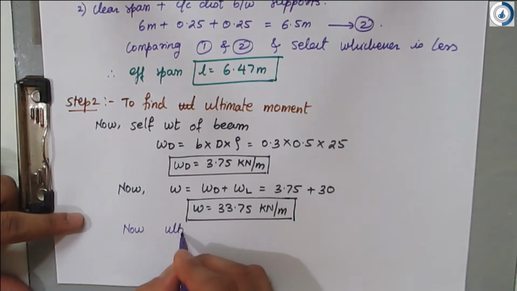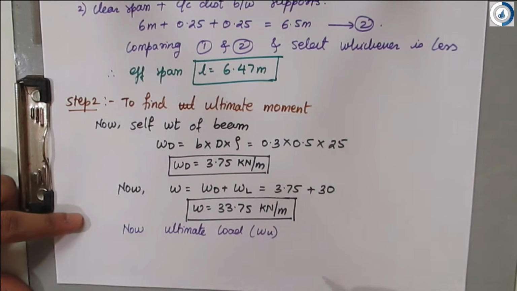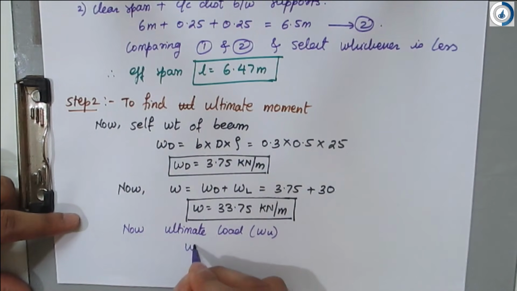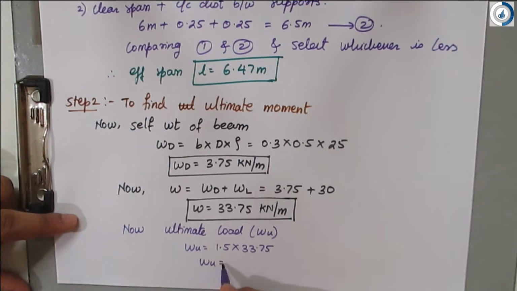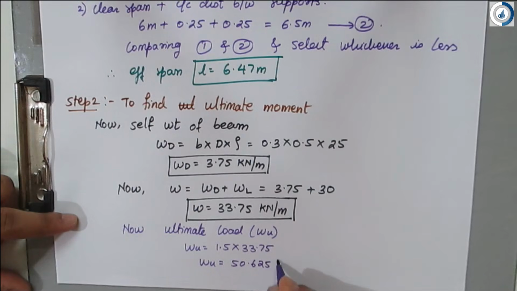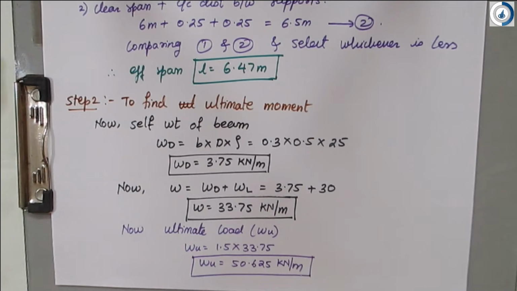Now ultimate load WU, it is nothing but we have to just multiply the partial safety factor. So WU equals 1.5 into 33.75. This comes out to be 50.625 kilonewton per meter. So this is the ultimate load which is coming onto this particular beam, including the dead weight. Okay, so this is the method to find out the ultimate load.